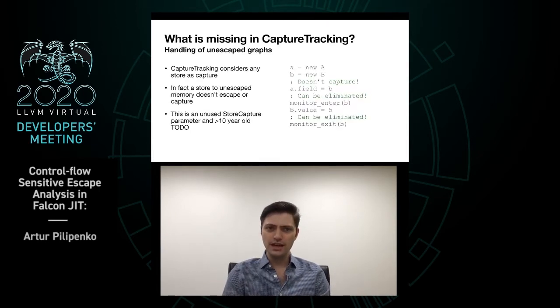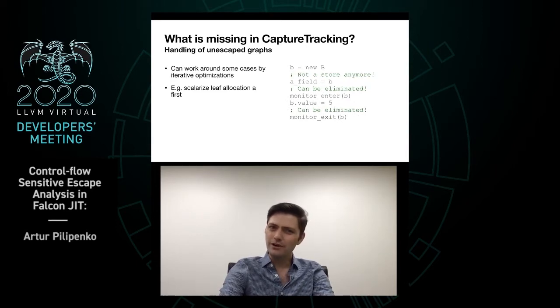The first thing, and probably the biggest thing, is how capture tracking handles unescaped object graphs. Currently, capture tracking considers any store as a capture, while in fact, if we store into unescaped memory, and this memory stays unescaped, the store is not a capture. It's funny, there is an unused parameter to capture tracking, StoreCaptures, and a more than 10-year-old TODO, indicating, well, we can try to do something about this case.